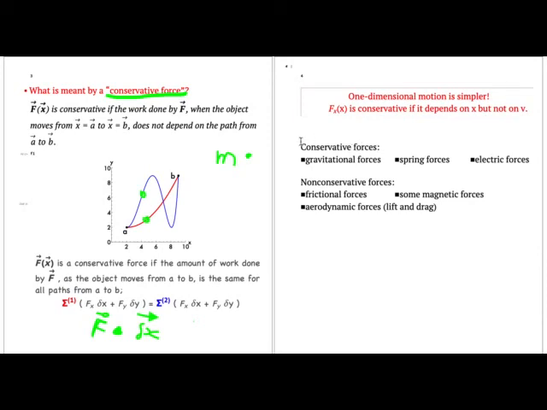Here are some examples of conservative forces. Gravity. Gravitational forces are always conservative forces. Spring forces. The force exerted by an elastic spring. Suppose you have a mass connected to the ceiling by a spring. So down here is the mass. And here is a spring. Here's the ceiling.